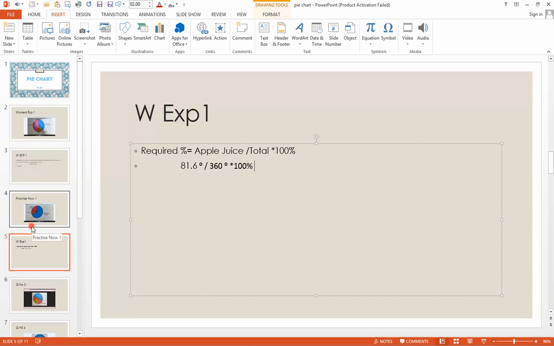And after solving, look here, degree will cancel with degree. You have to cancel these two values, then you have to multiply it by 100%. So what will be the final answer? Your answer is 22.66%. Is it clear? That is your second part. Now we have to move towards the third part.